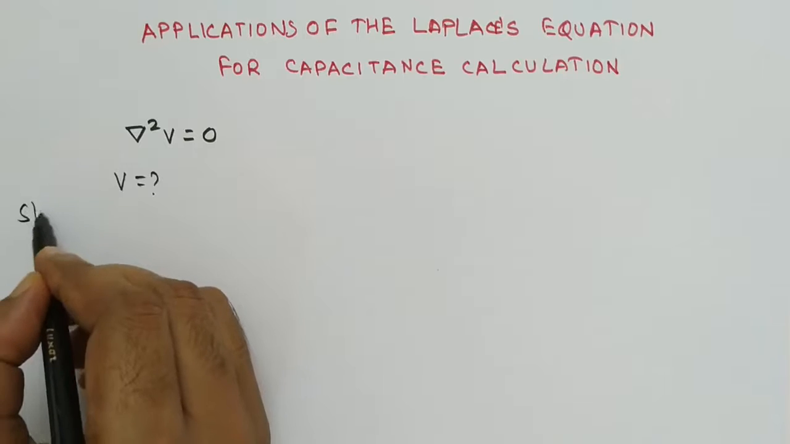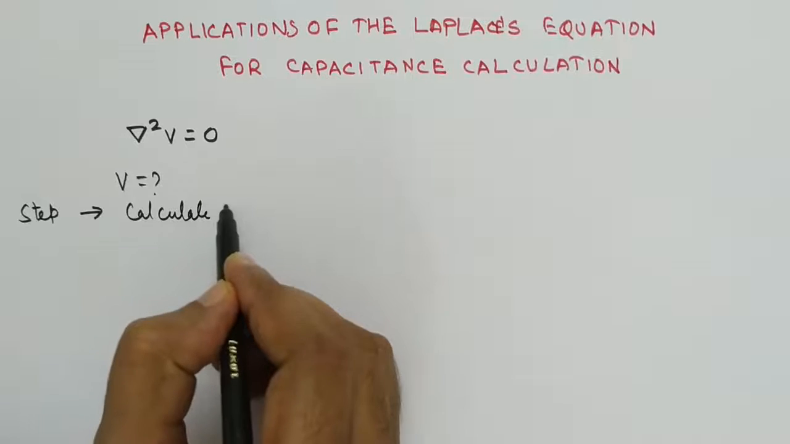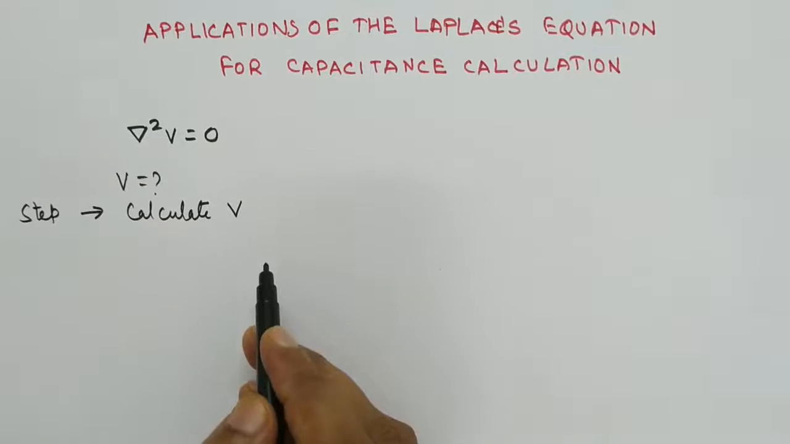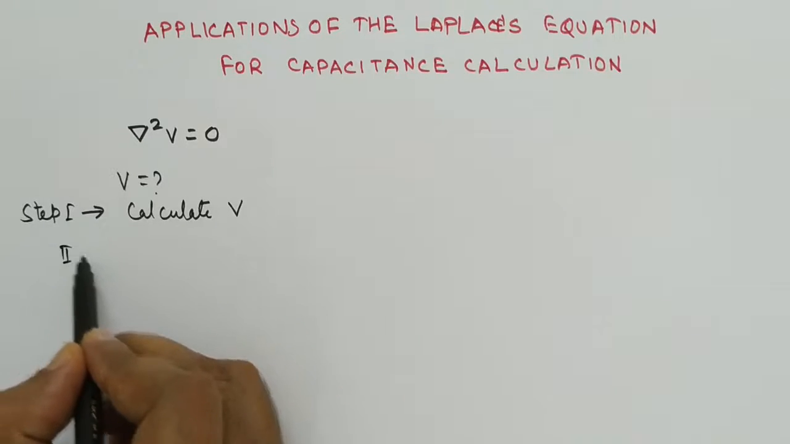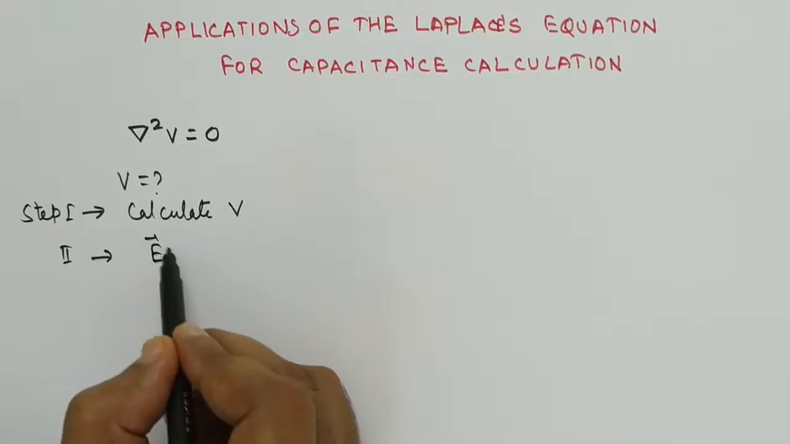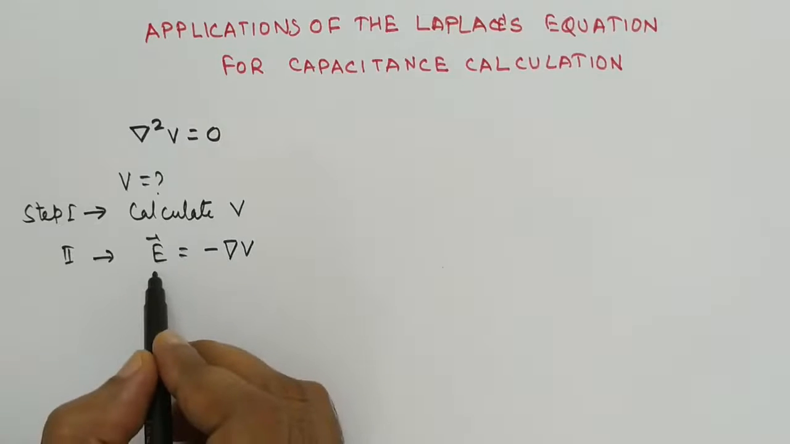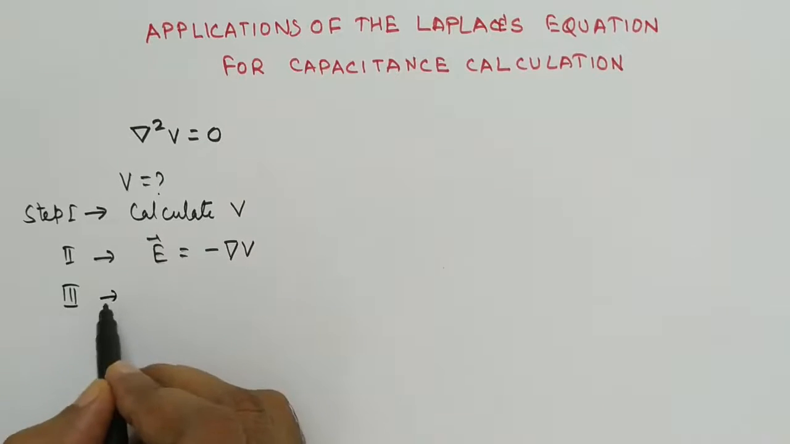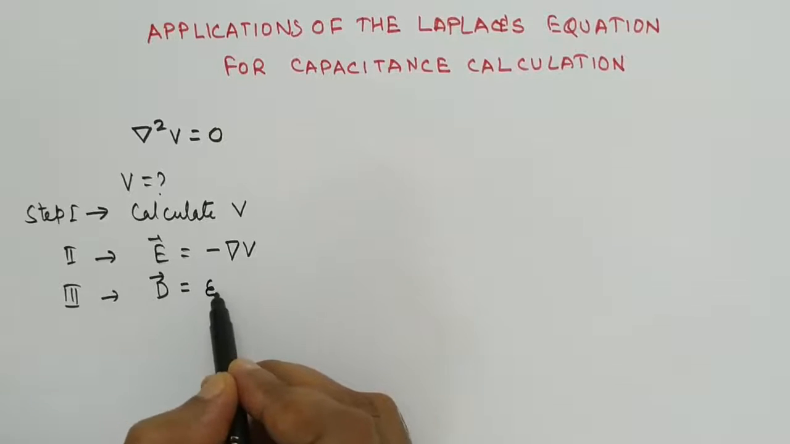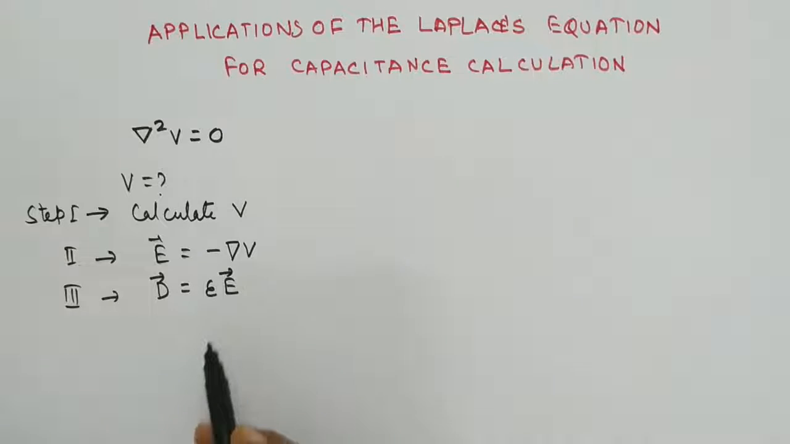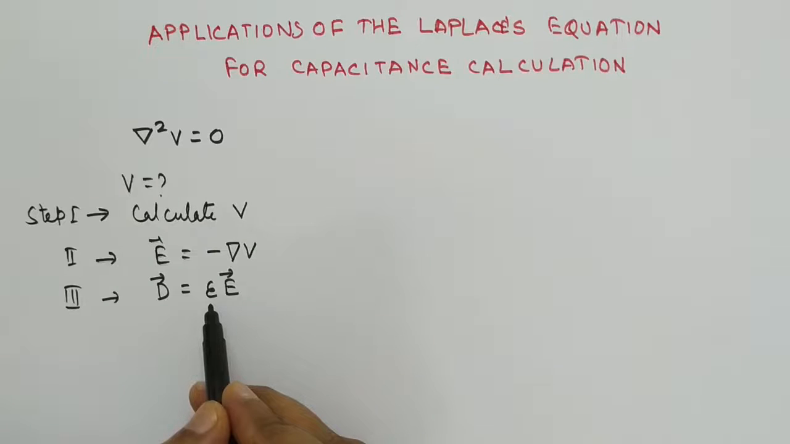So the first step will be to calculate V, that is potential. Then by knowing V, we can calculate the electric field by using the gradient of V. And by knowing this and the material properties used for the capacitor, we can calculate the electric flux density D, which is epsilon E. Epsilon is the permittivity of the dielectric material used for the capacitor.